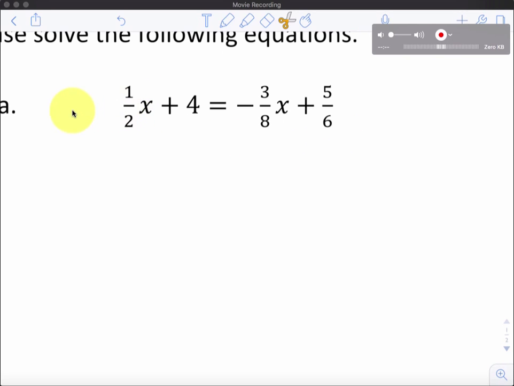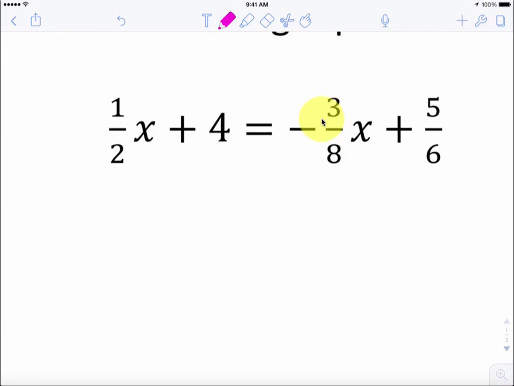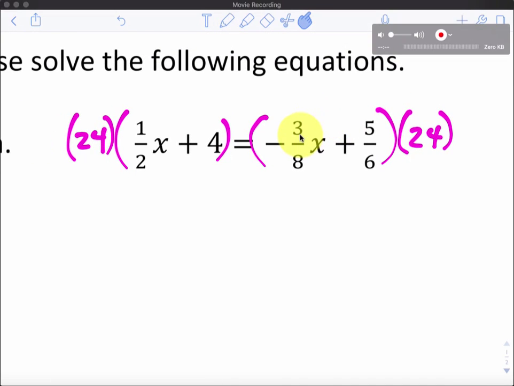This 1/2 will simplify to a 12, negative 3/8 times 24 will be negative 9, and positive 5/6 times 24 will be positive 20. So let's go ahead and actually do that and show the mechanics of how that looks. We'll do it in hot pink, if you will. So we're going to multiply the left-hand side of this equation by 24. We're going to multiply the right-hand side of this equation by 24. I like to go big with the parentheses to really remind myself that I'm going to need to distribute this 24 and distribute this 24 and not lose sight of that.